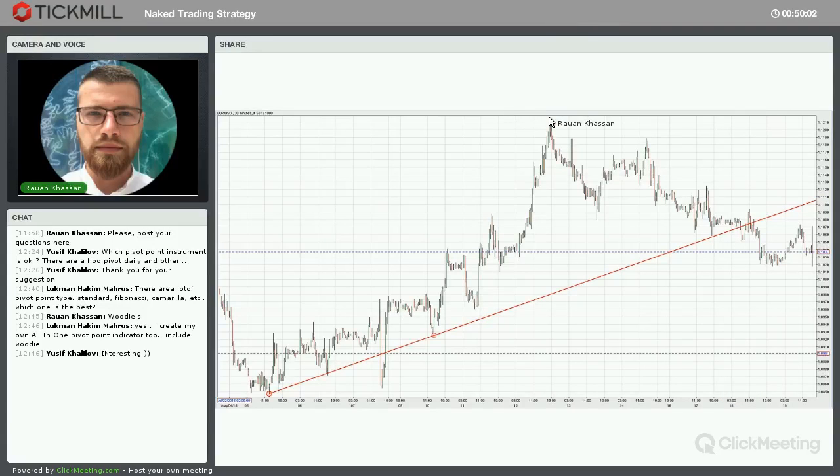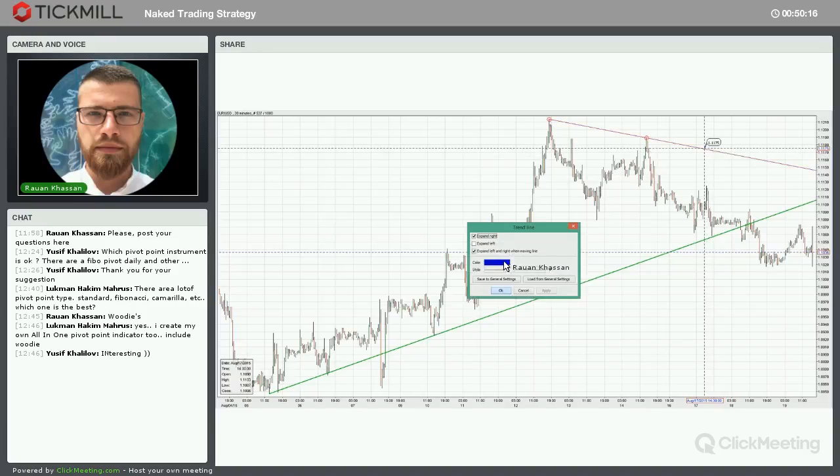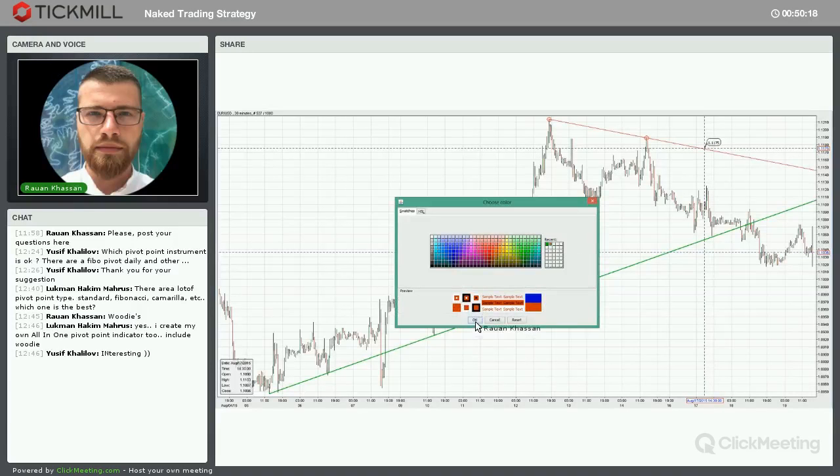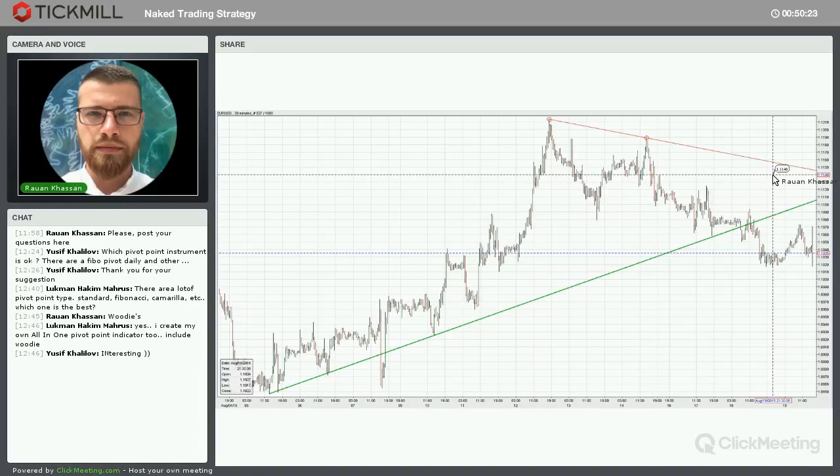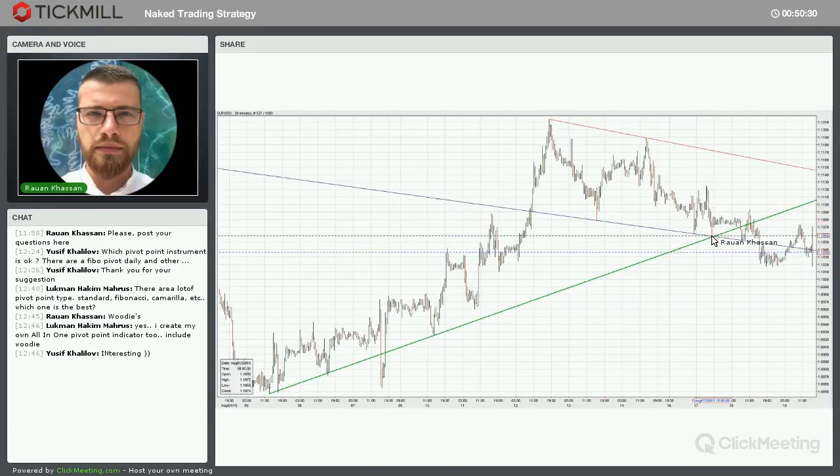The other dynamic resistance is provided to you if you connect the recent highs from the last week, and it gives you another dynamic resistance in the area of 1.1140. Another line to watch connects you with the current price action.